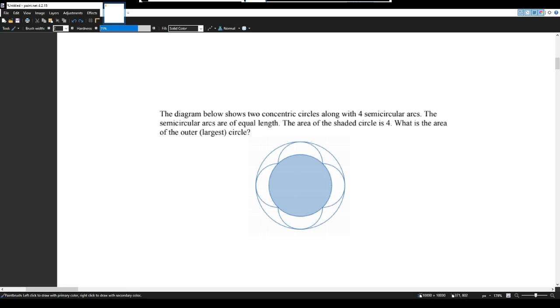So the diagram below shows two concentric circles along with four semicircular arcs. The semicircular arcs are of equal length. The area of the shaded circle is 4. What is the area of the outer largest circle?